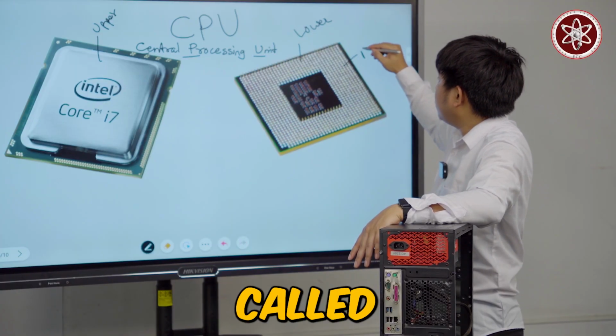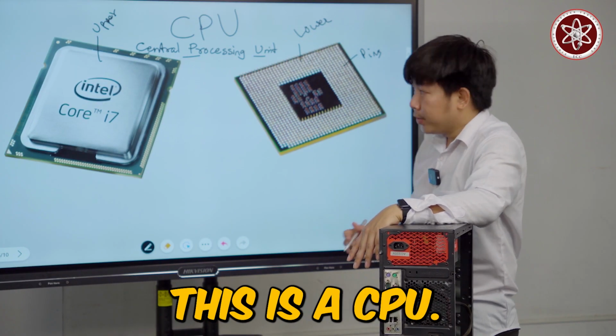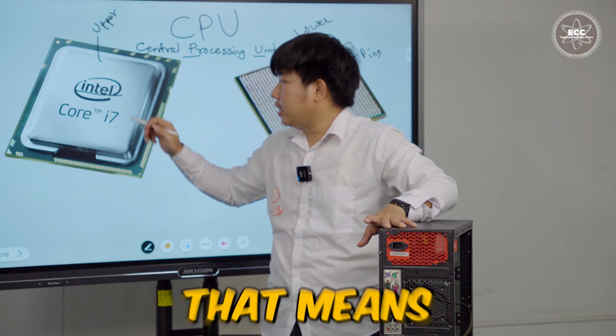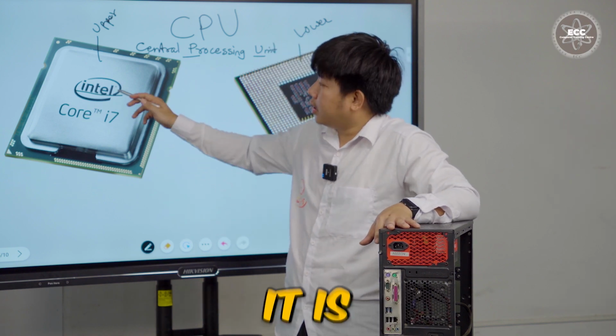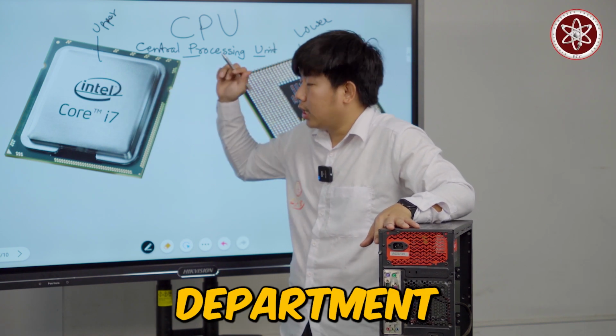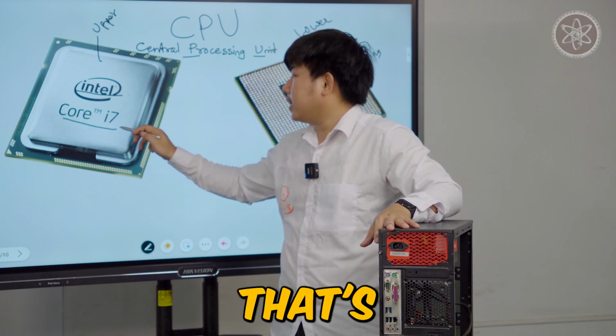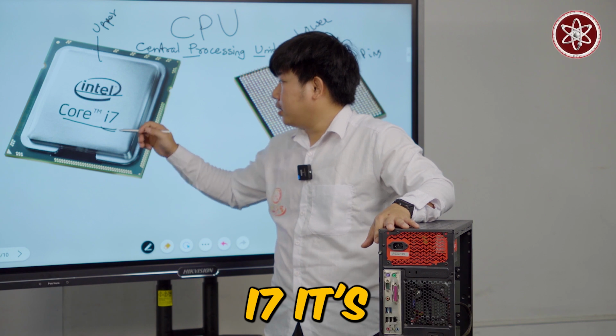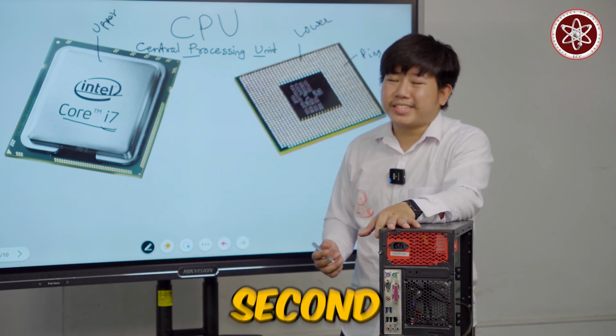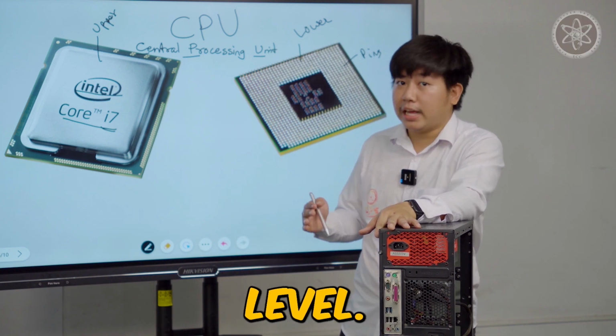So these are called pins. So this is the CPU. You'll see here there's an Intel. That means it is produced by Intel. And Core i7, that's the model name. i7 is the second highest CPU level.